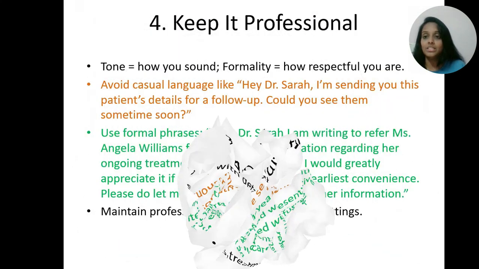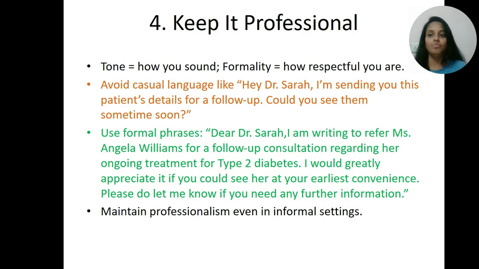The next one is tone and formality. In healthcare, it's very essential to maintain a professional tone in all communication, even when you're writing a referral letter. Tone means the way you express yourself, and formality refers to how polite and respectful your language is. Let's say you are writing to a colleague about a non-urgent issue. So here is an informal tone, okay? Hey, Dr. Sarah, I'm sending you those patient details for a follow up. Could you see them sometime soon?